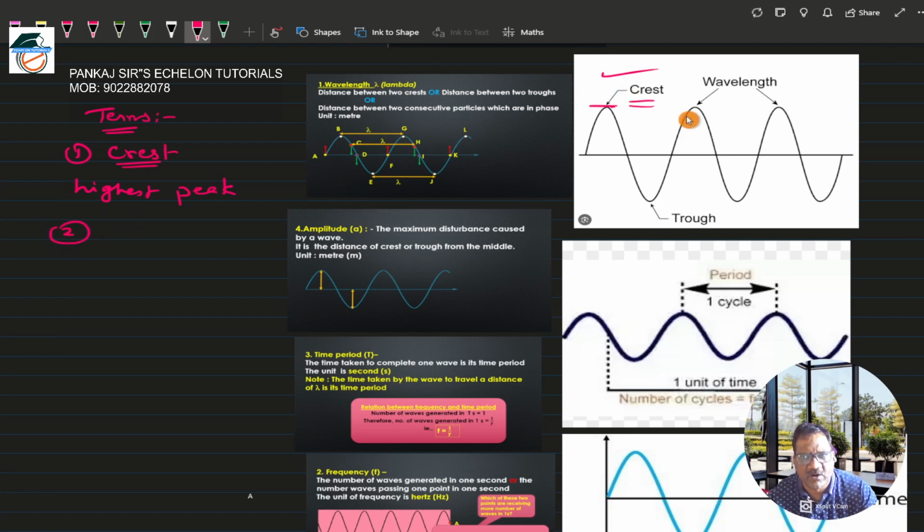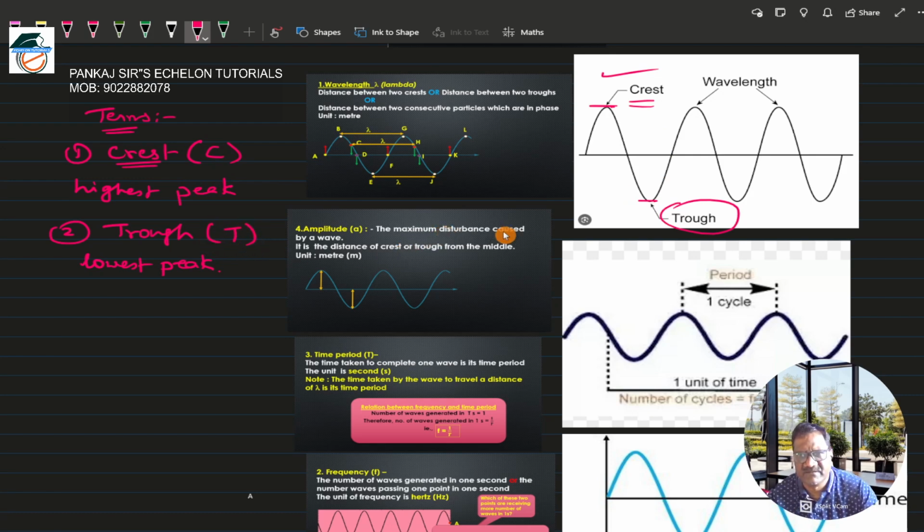Second in order comes something called a trough. Now what is a trough? Trough is the lowest peak of a wave. So can you see, this is a trough? Normally the crest and trough are represented by capital C and capital T.